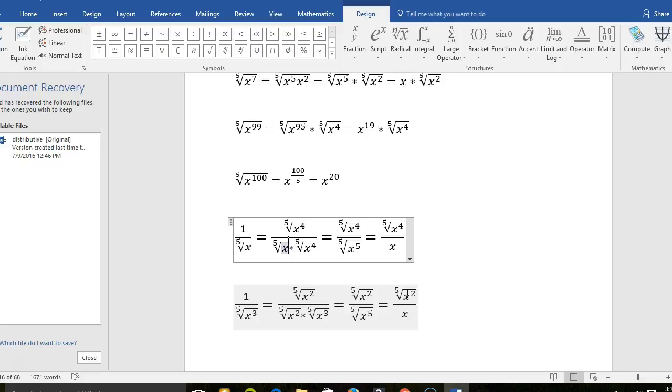And if you love exponent form, like if your professor allowed it or even insisted on it, it would be x to the 2/5 up top over x on the bottom. But anyway, there's that.